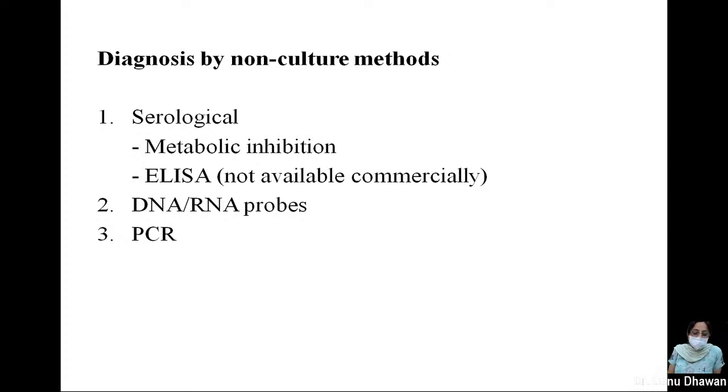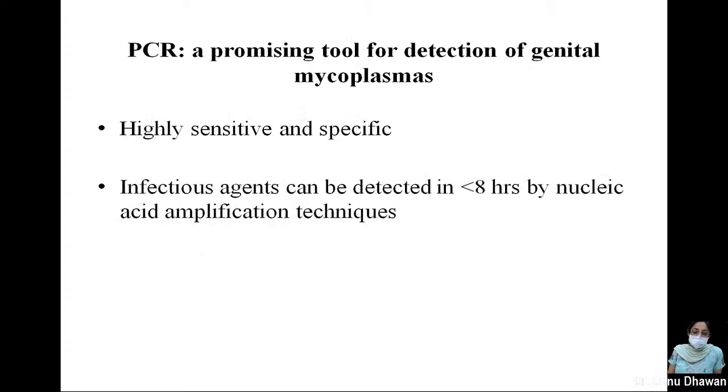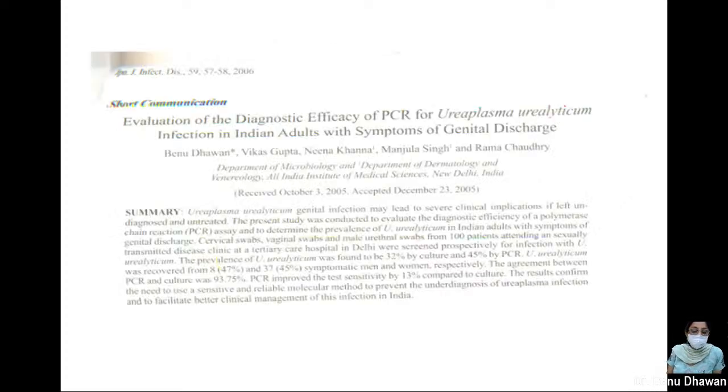Now, non-culture methods: for Mycoplasma hominis and ureaplasma, we don't have ELISAs available. Unlike pneumonia, where commercial ELISA kits are available, we basically rely upon PCR. You can culture ureaplasma and Mycoplasma hominis, but why do we need these molecular tools? Because we know conventional methods of culture are time consuming. Because they're fastidious organisms, the media is very expensive and it requires a lot of expertise. Hence, PCR is the diagnostic modality. And we know the advantages of PCR, which is true for all agents.